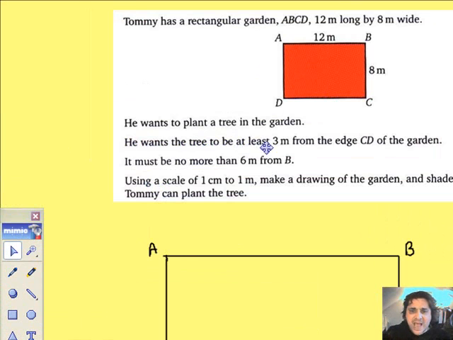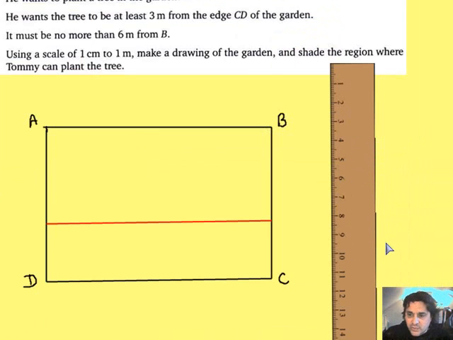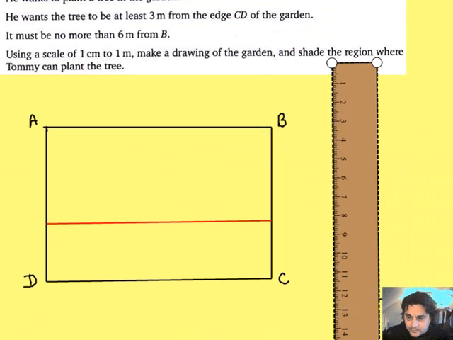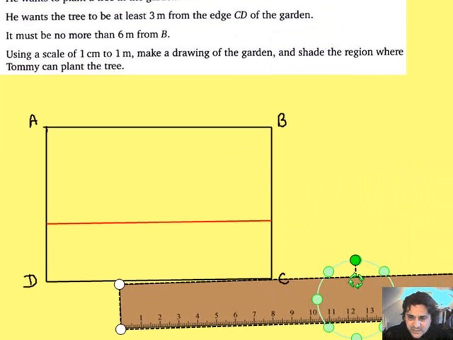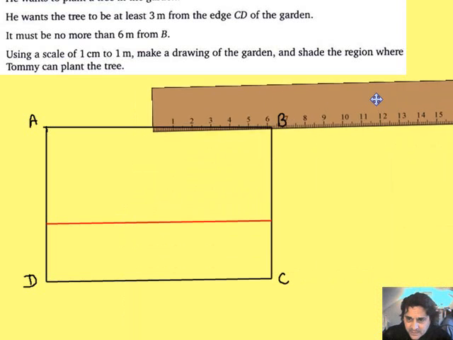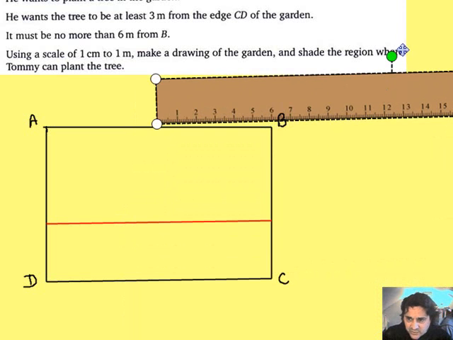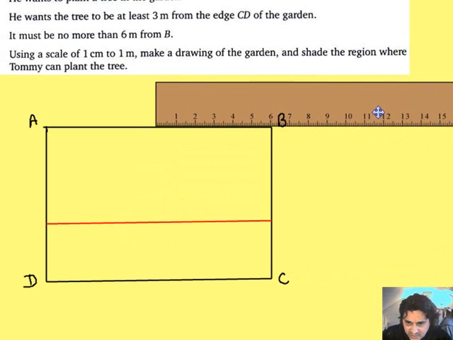He wants the tree to be at least 3 metres from the edge of that. Done. It must be no more than 6 metres away from B. Right, what does that mean? Use my ruler. Again. Rotate it. And I must not be more than 6 away from B. Let's get this horizontal-ish. Best as one can. Right. Lift it up. I want to be 6 away from B. So let's just say that's the best I can do. That's not bad. Drop it down. Right, 6 away from B.